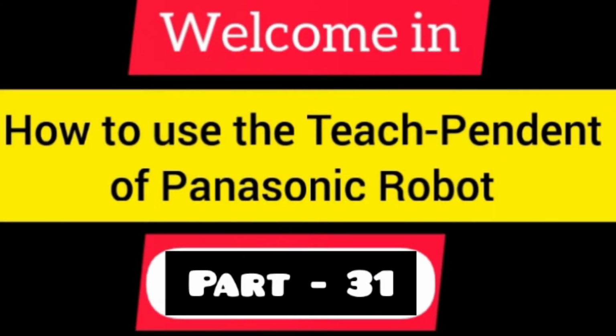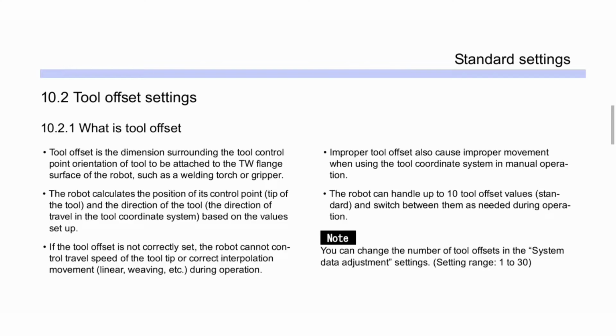This is part 31 and today we discuss a new topic, tool offset settings. First, what is tool offset? Tool offset is the dimension surrounding the tool control point, the orientation of the tool to be attached to the TW flange surface of the robot, such as a welding torch or gripper.